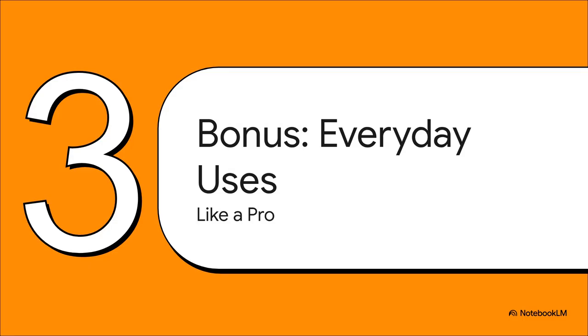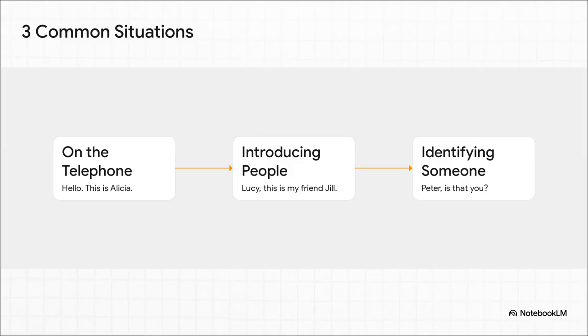All right, now that you've got the basic code down, let's get into a quick bonus section. These are some everyday uses that will help you use these words like a pro and make your English sound super natural. We're going to look at 3 really common situations: talking on the telephone, introducing people to each other, and figuring out who someone is.